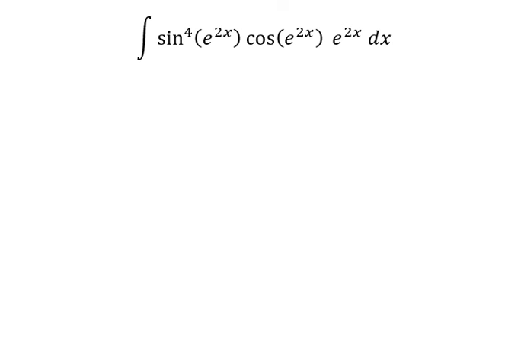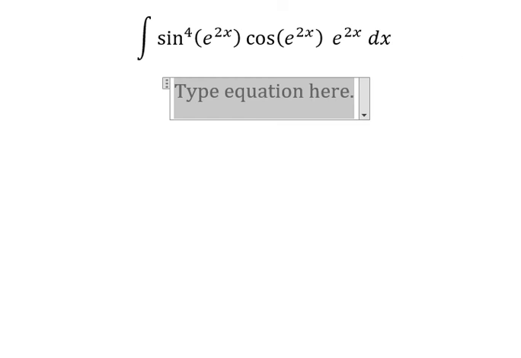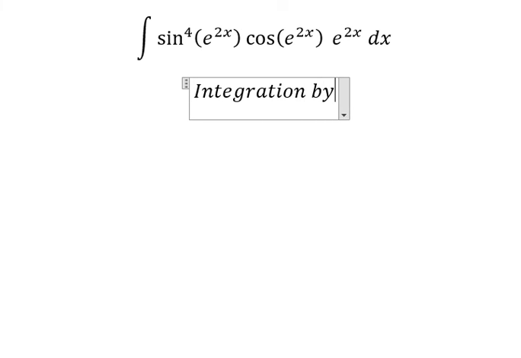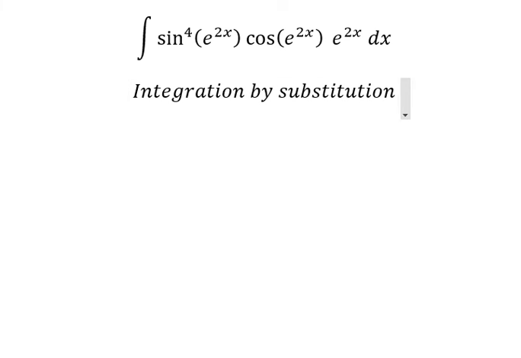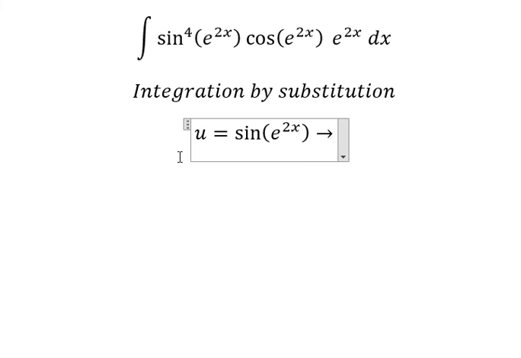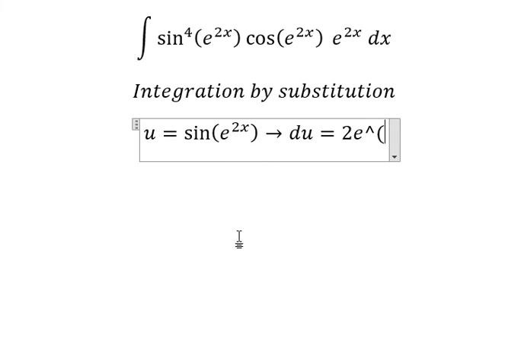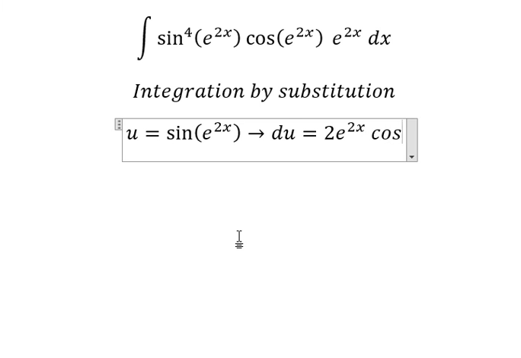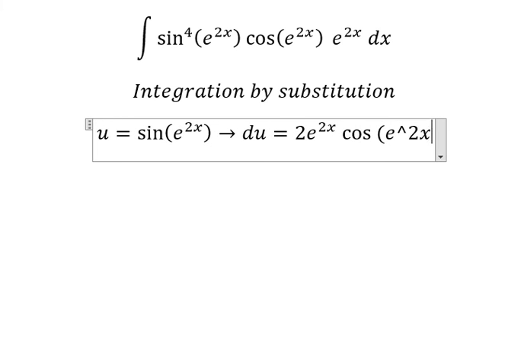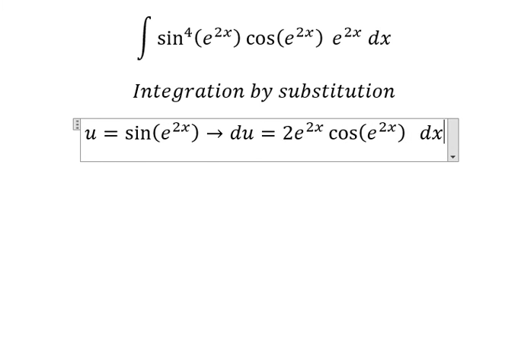Next, we need to use integration by substitution. So I will put u equal to sine of e to the power of 2s. So if I do the first derivative for both sides, we have du equals to 2e to the power of 2s cosine of e to the power of 2s ds.